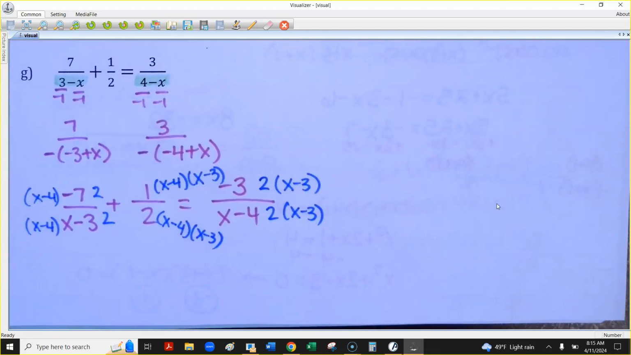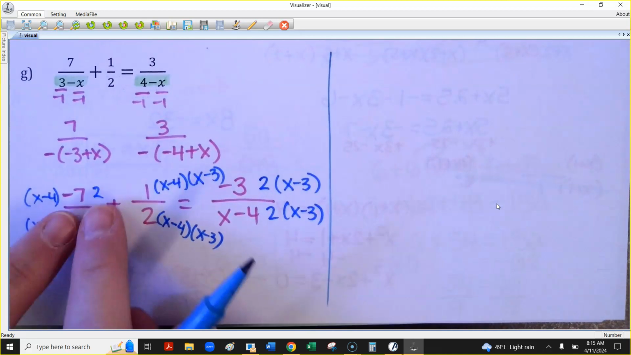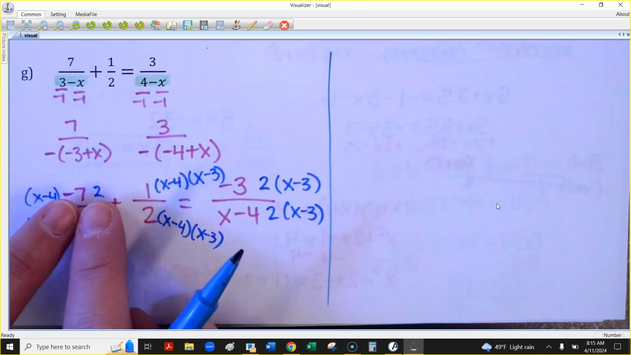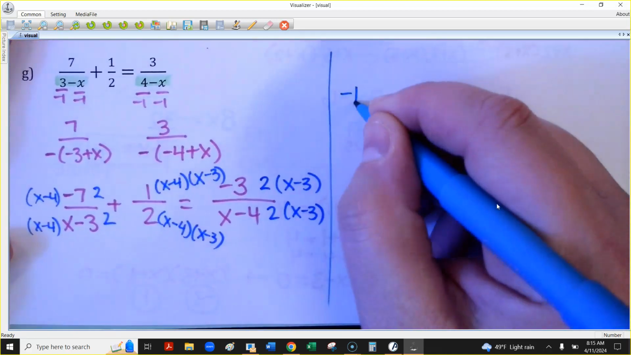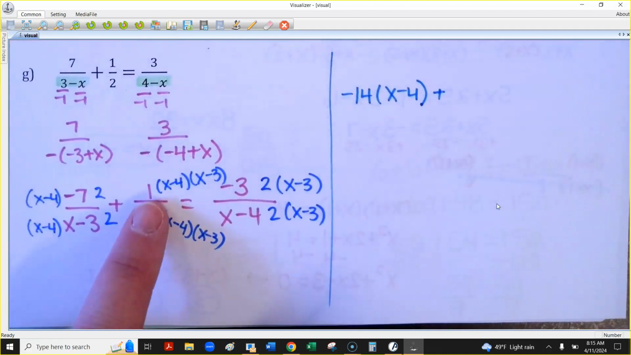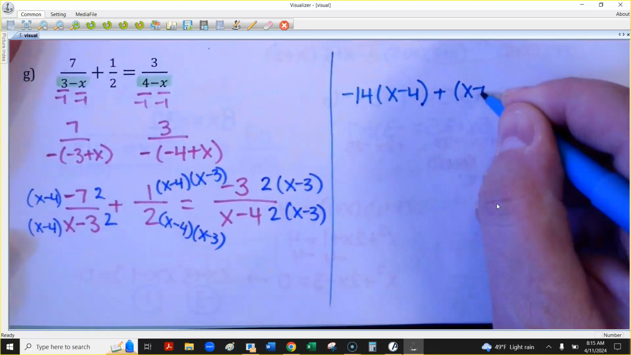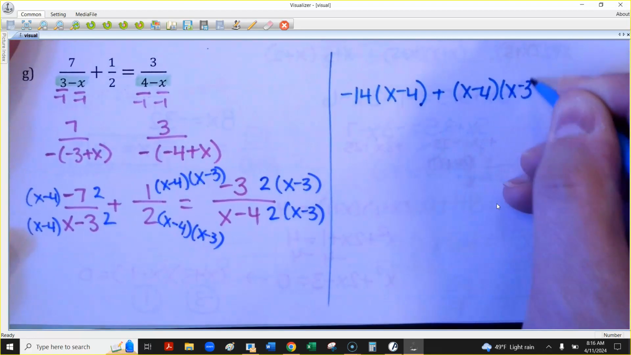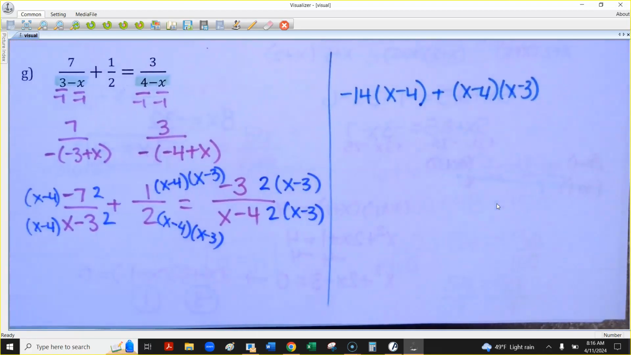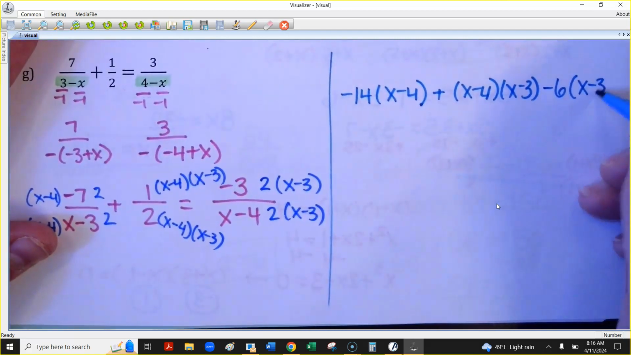All right, I did not write that in the best way possible. So let me come to the side here. Now I'm going to take the 2 and the negative 7 and multiply that together real quick. So it'd be negative 14 times the x minus 4. Now, in between here, this is just 1 times this x minus 4, x minus 3, so we'll just do a little FOIL. And then on the end here, you had a negative 3 times 2, so I'm going to write minus 6 times the x minus 3.